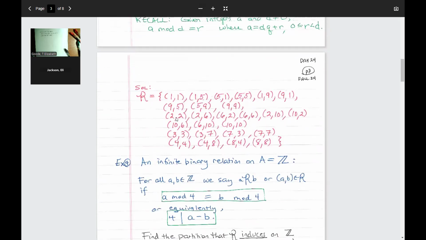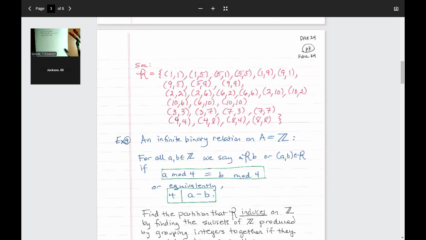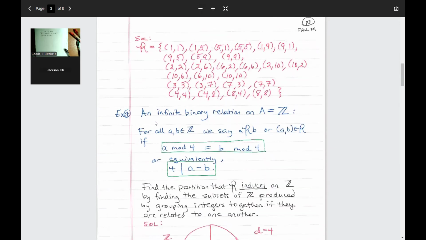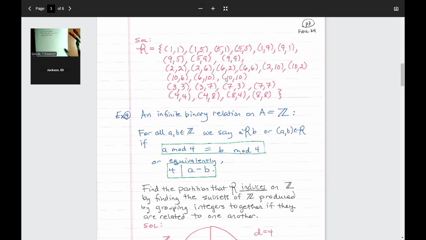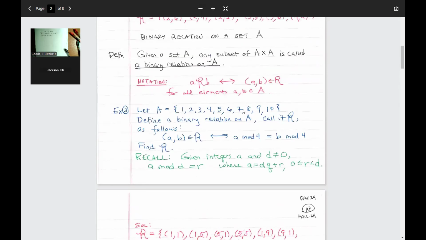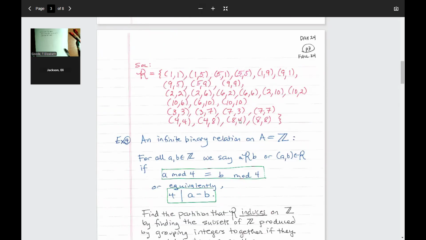Yeah, so that makes sense. Does that make sense now? Yes. So listen, we can up the ante. We can play this game not on just an A that's finite with just 10 integers in it. We can play this game, this mod 4 game, on all of Z, where we're thinking about all the integers.